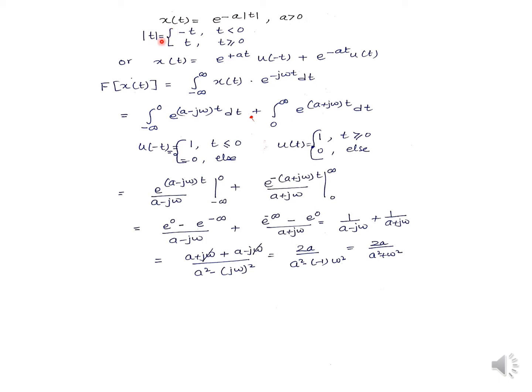So mod of t is written as minus t if t is less than 0 and plus t if t is greater than or equal to 0. So you can say this equation changes to e raised to the power at into u of minus t, because t less than 0 you can replace by u of minus t, and then e raised to the power minus at u(t).